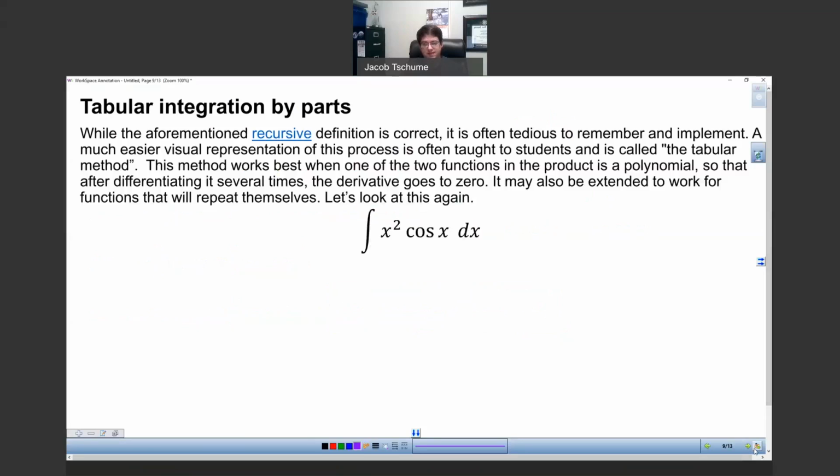But the good news is that that is not always necessary. The last two problems we did, the second one actually could have been done in a little bit better and more productive way. There is a technique that our textbook doesn't talk about, but it's very simple to learn, and I'm going to teach it to you. It's called the tabular method of integration by parts.